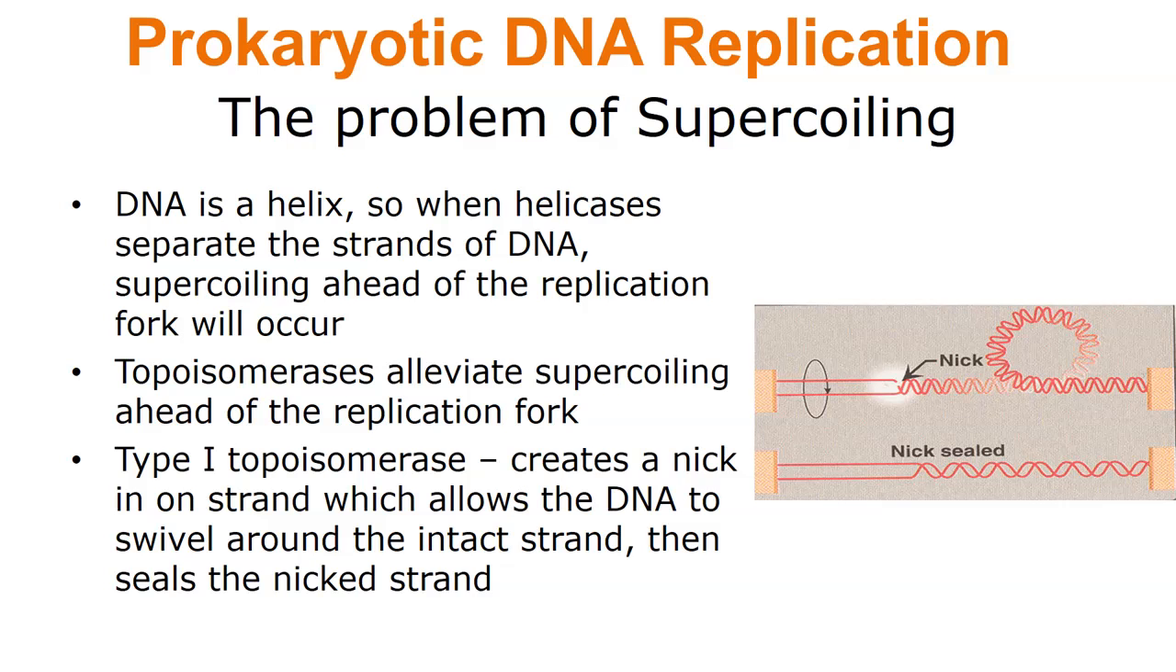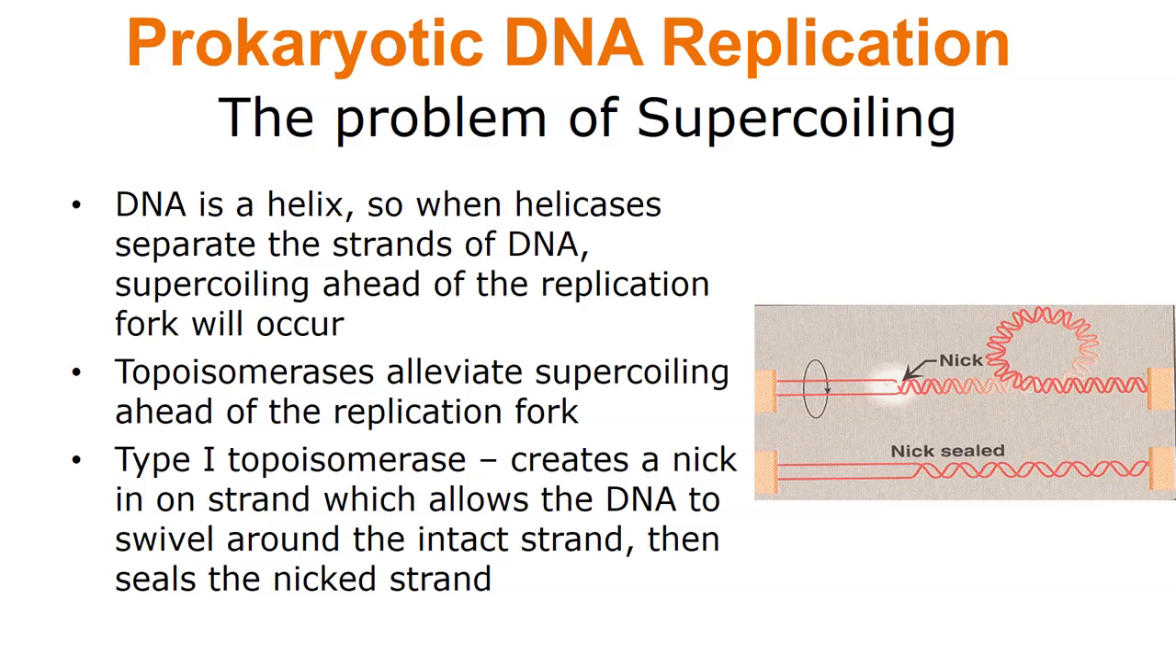They become a problem. As that helicase moves along and separates these two strands, the DNA in front of it starts winding back on itself and creating these supercoils. If you don't do anything about it, eventually the helicase will get stuck and won't be able to move. Those supercoils will become so tight, it won't be able to move any further. So we have to do something about those supercoils, and in order to do that, we have these enzymes called topoisomerases. Their job is to alleviate the supercoiling.